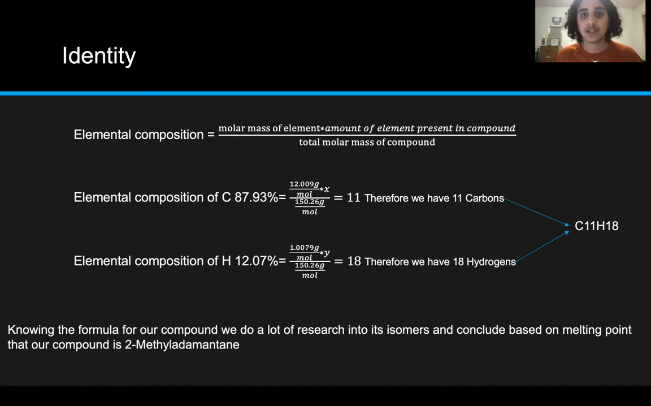and we're doing the same for hydrogen with its molar mass. We get that we have 18 hydrogens within our molecule. Therefore, our formula is C11H18. And C11H18 has a ton of isomers, and the way we differentiate between which isomer is right and wrong is that the isomer that has the melting point of 145 degrees has to be the correct one. And therefore, we can conclude that our isomer is in fact 2-methyladamantane.